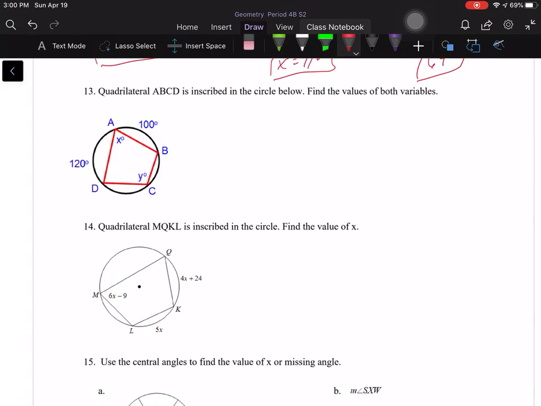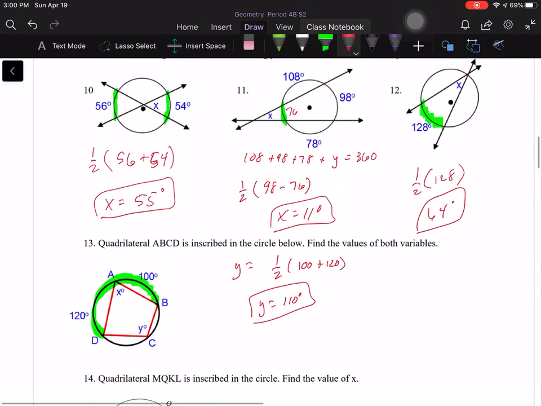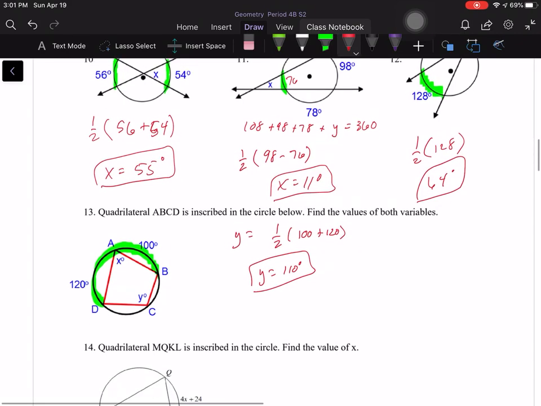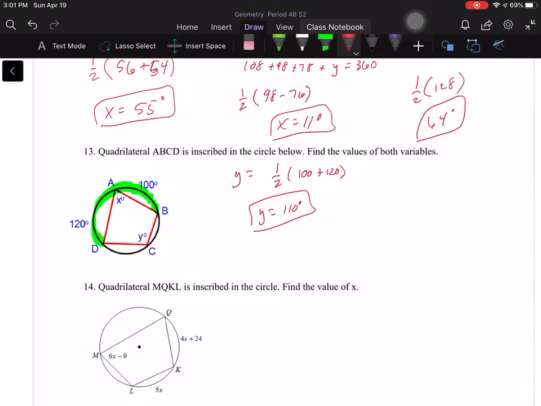Number 13, quadrilateral ABCD is inscribed in the circle below. Find the values of both. So I'm going to start with Y on this problem because if I highlight, I know that Y intercepts those two arcs. So if I take half of 100 and 120, so that's half of 220. So my Y value is going to be 110 degrees. Okay, so that's just like question number 12. The arc that was intercepted was 220 degrees. Take half of that, you get 110.